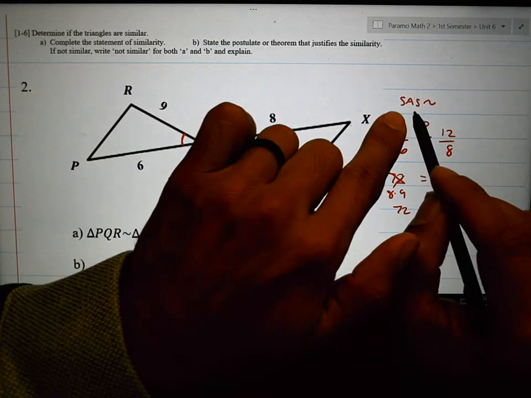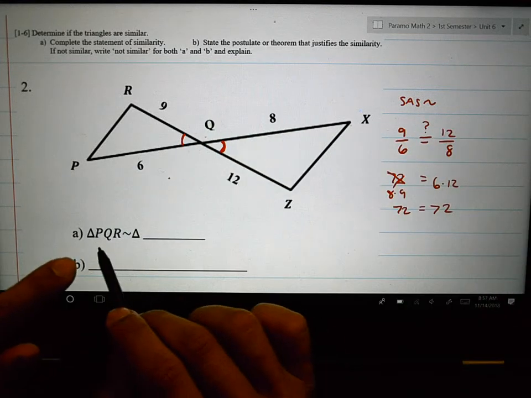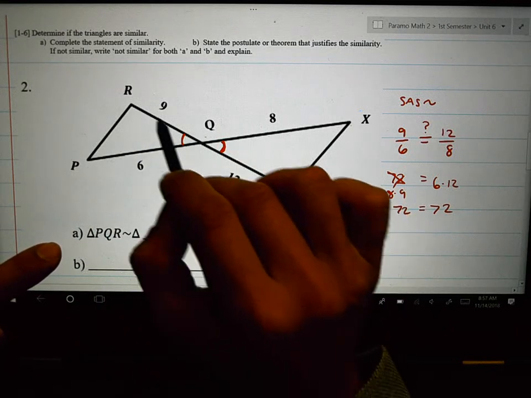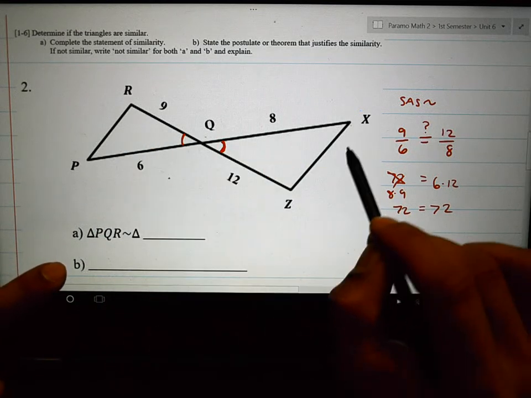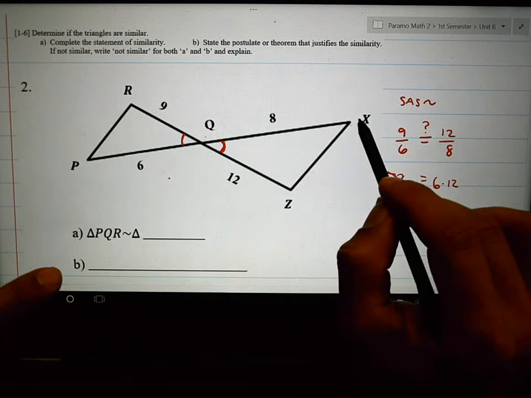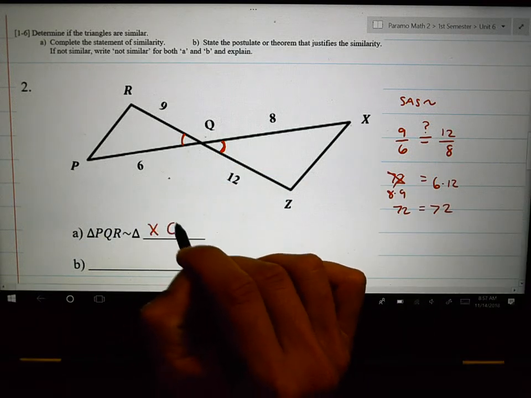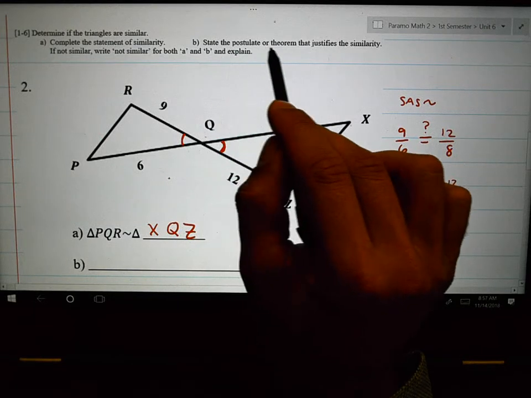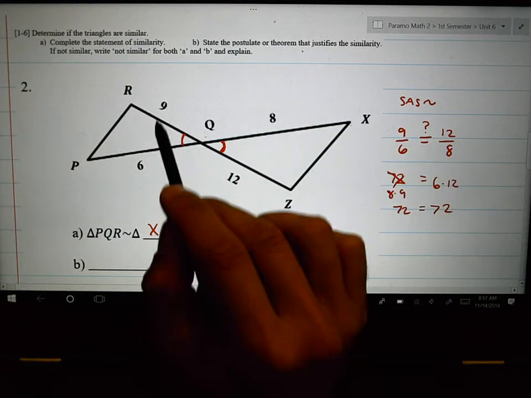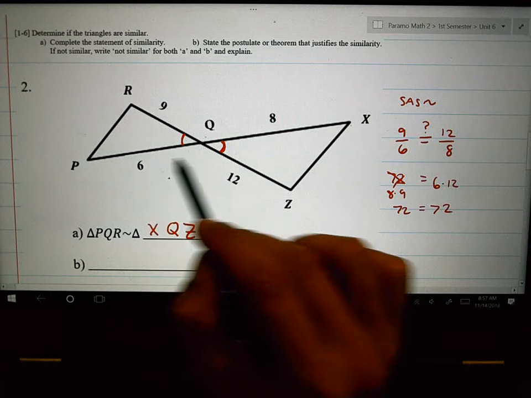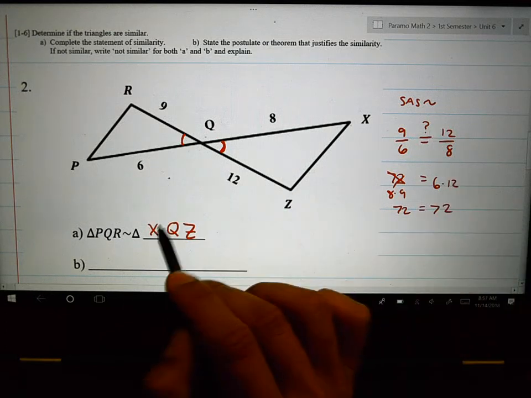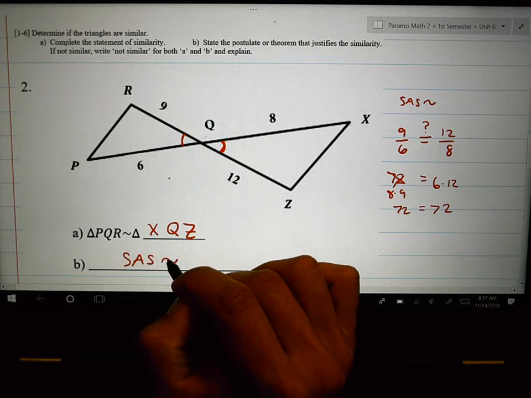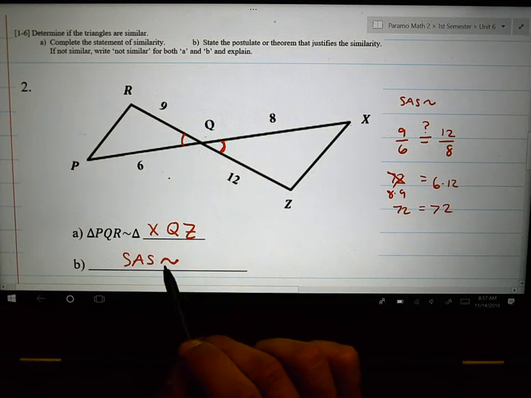By SAS similarity. So that means PQR, the 6, then we go to the 9, is going to be similar, short to long, to XQZ. What postulate or theorem justifies the similarity? We use the side and the angle and a side, and we check to see if it was in proportion on a side angle side. So we use SAS, but don't forget the little similarity symbol.